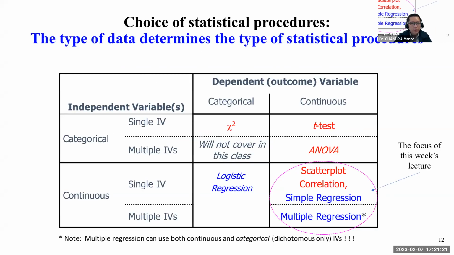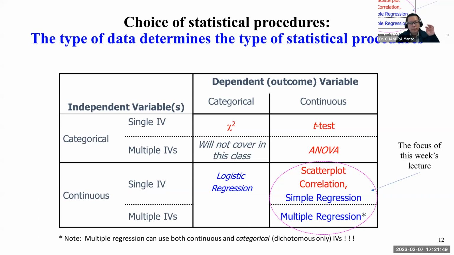So remember from last week, we talked about the statistical procedures. This week, we're going to look at simple regression and multiple regression. When we have only one independent variable and a continuous dependent variable, let's say you are using years of education to predict people's income, income is a metric or continuous variable, then you use simple regression, just two variables, right?